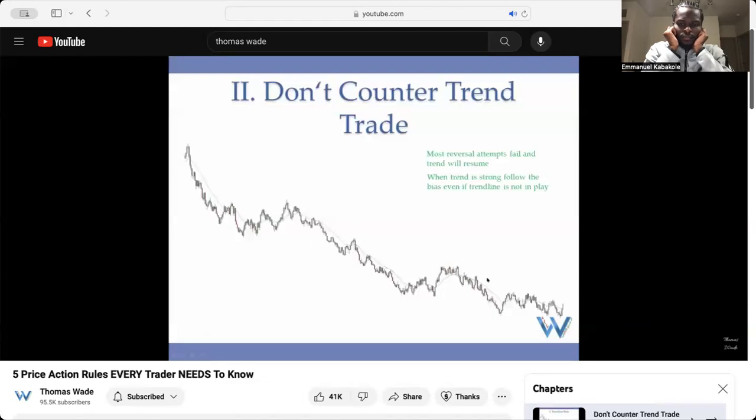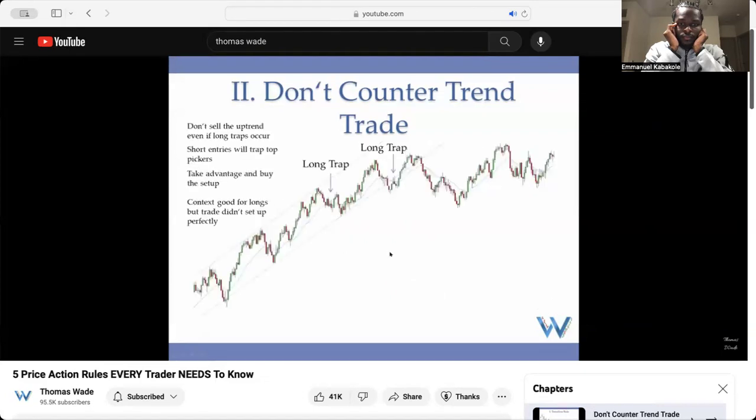When you are not sure if the trend ended or not, you follow the overall bias, and even if you are struggling to find the proper trend line, you stick with the overall bias and you are not counter trend trading. Don't sell the uptrend even if long traps occur. Sometimes there can be a good long setup, a good buying opportunity in a bullish trend. The trade may be a little bit congested, which is another rule we're going to talk about. There may be a short-term trend line in play that needs to play out. Remember the trend line rule. It goes even for short-term trends as well.